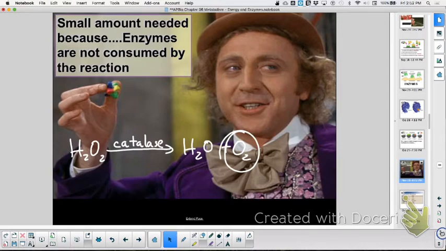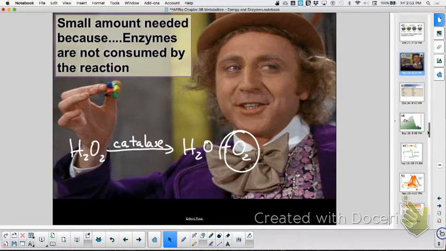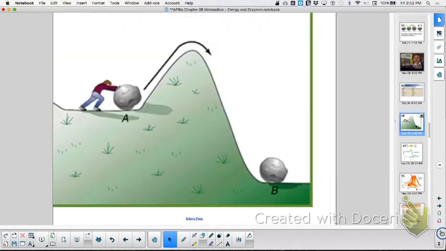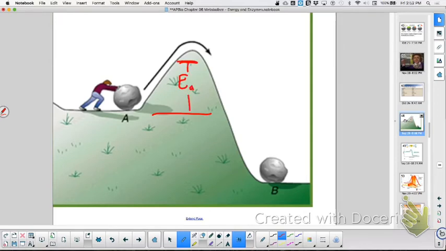Cool. Okay, now we know enzymes are named for their substrate, right? And we know what enzymes basically do is they lower, what did we call this right here? Activation energy. Yes, energy of activation. It lowers the hurdle, so it makes it more likely that the kinetic energy of the system itself is enough to facilitate that reaction. Okay, it lowers that.